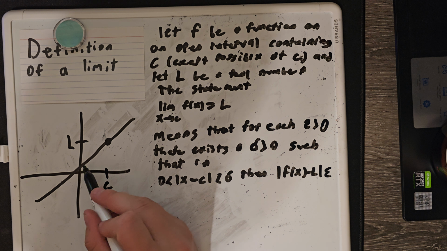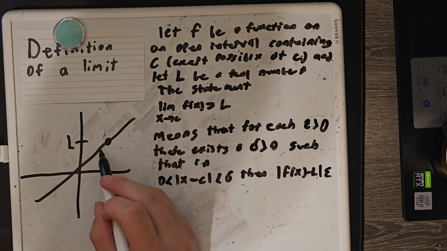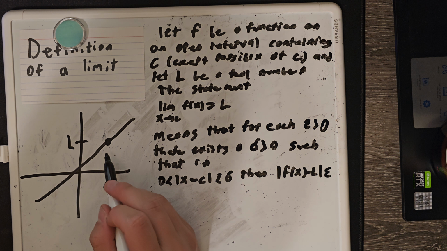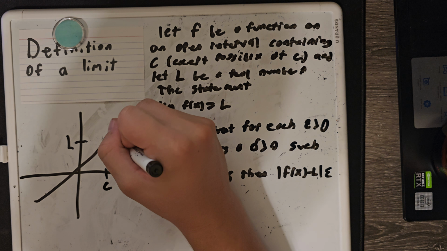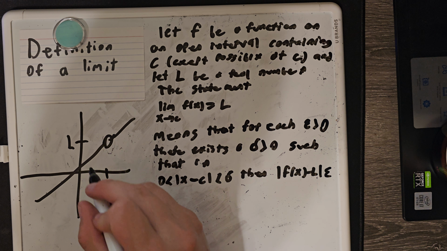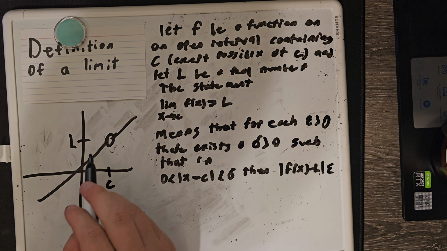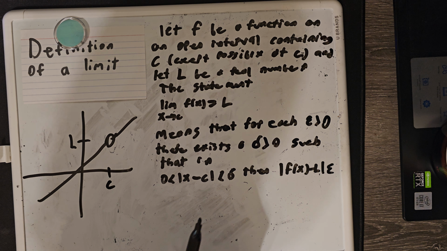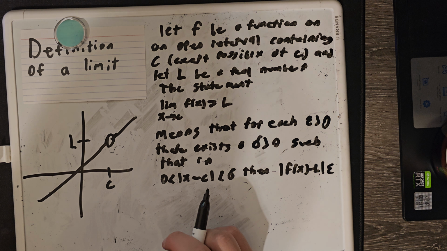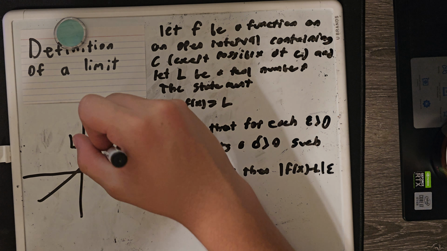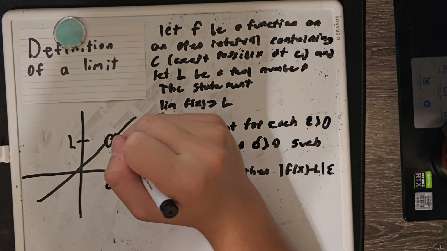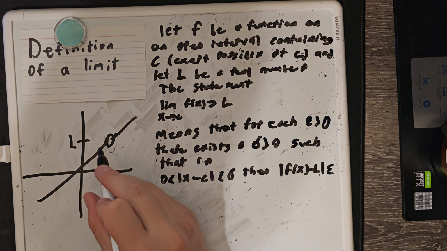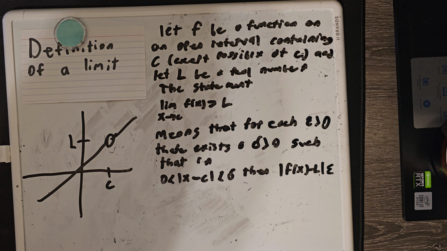As we approach c, we're going to continue to get closer and closer to L. As we get infinitely close to c, we're going to get infinitely close to L. It isn't necessarily describing that if you plug in c, it's going to be equal to L. It's saying that the closer we get to c, we're going to approach very close to L.